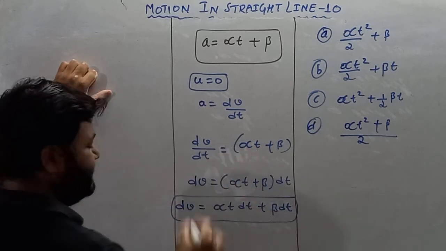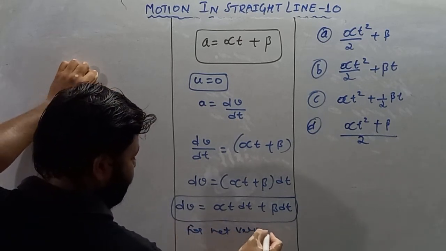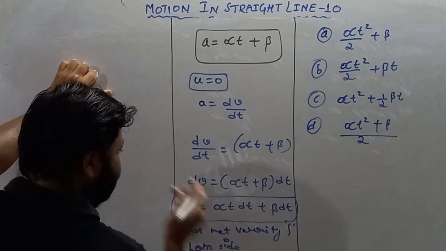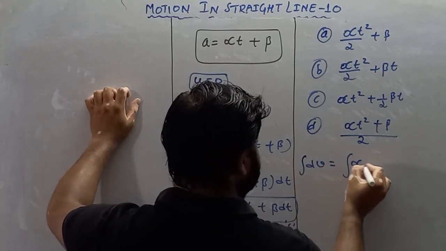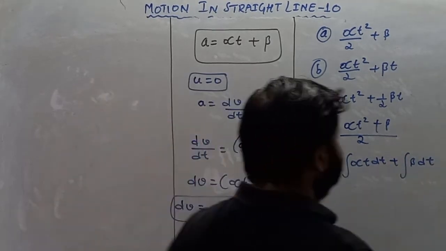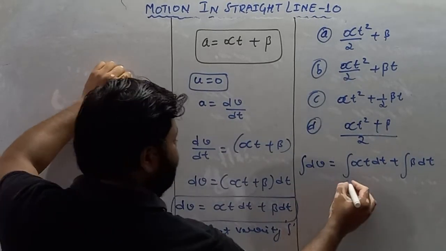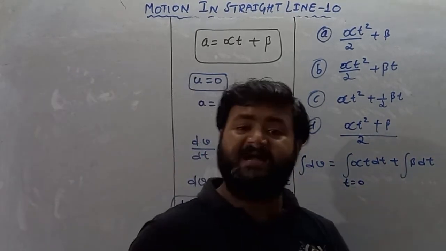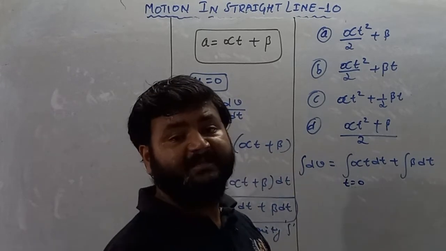Now for net velocity, we have to integrate both sides. What we'll get, my dear student? We'll get integration of dv is equal to integration alpha t dt plus integration beta dt. Now see, my dear student, starting from rest. Since the last term is dt, in the RHS we have to put the limit of time, and in the LHS you have to put the limit of velocity.